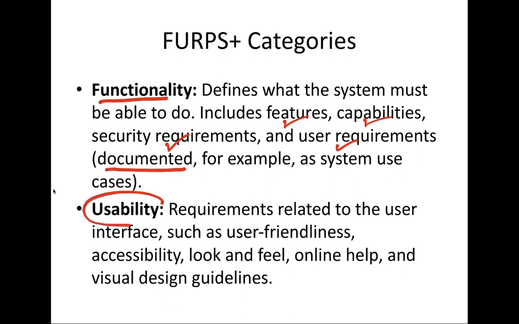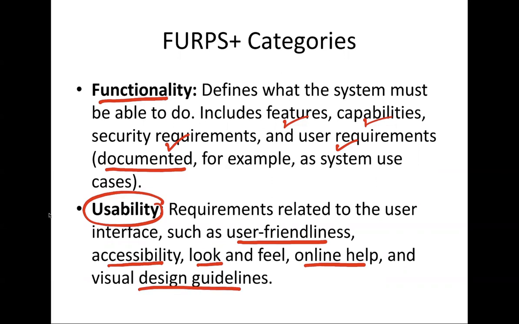In addition to this, you have to guarantee that you have all the requirements underneath the usability category. In usability, we list those requirements that are related to the user interface, especially if they are user-friendly or not, are they accessible easily or not, do they look familiar, and of course, do they provide online help or not, and if there are any visual design guidelines available while using those requirements.